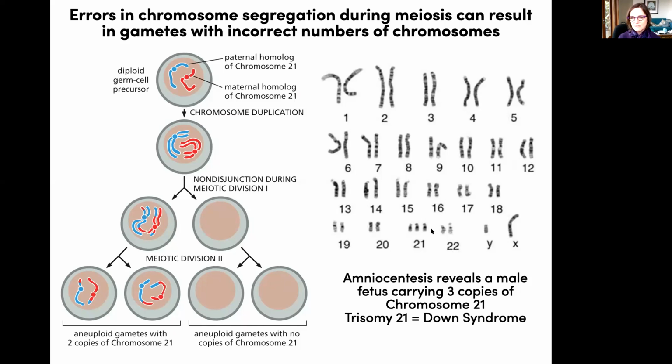And in this case, you can see that there are 2 copies of most chromosomes, but there's an extra copy of chromosome 21. And that is the most frequent chromosomal birth defect in humans: trisomy 21, which is Down syndrome.